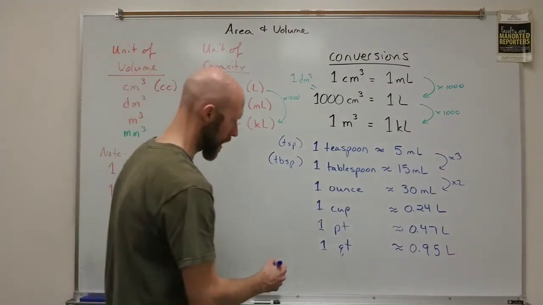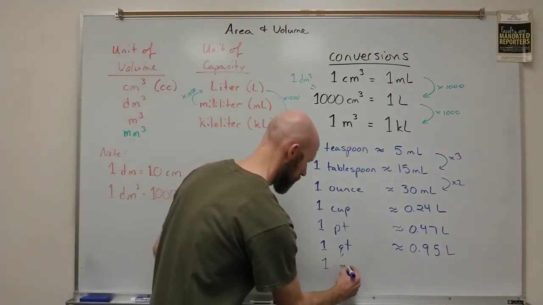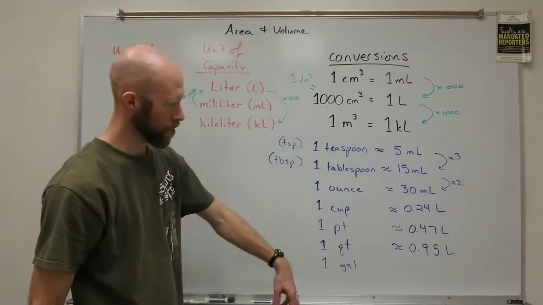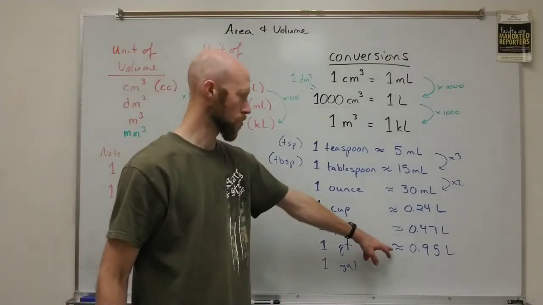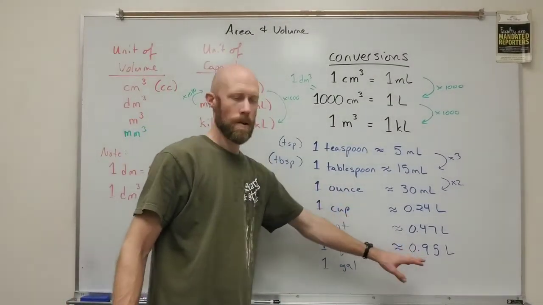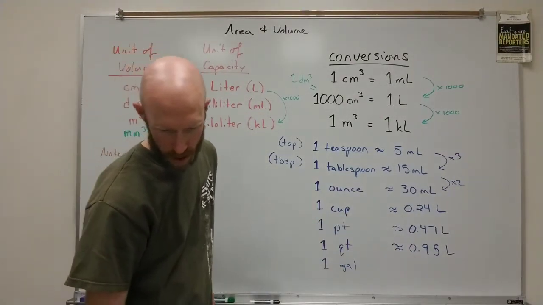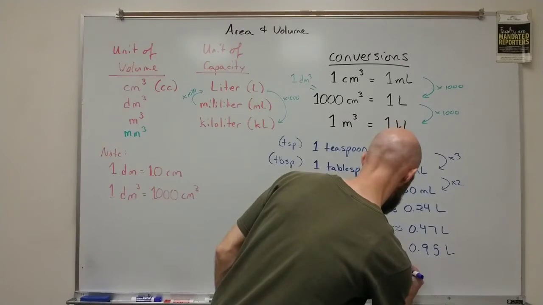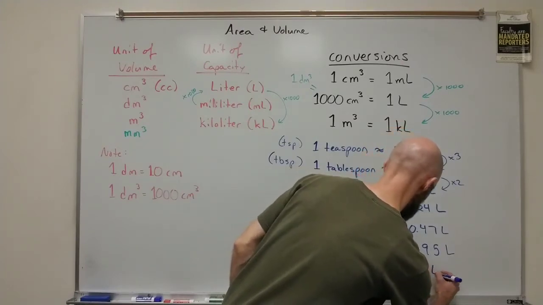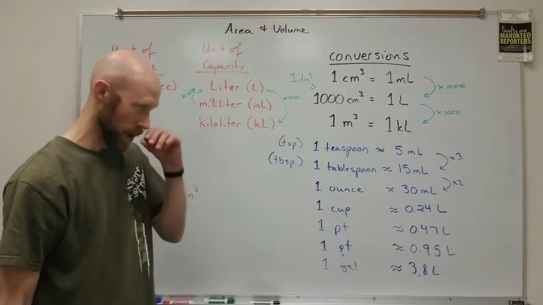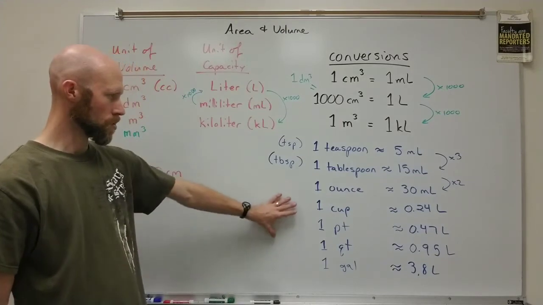And then, of course, 1 gallon is for the quarts. So it's going to be almost 4 liters, right? This is almost 1 liter. A gallon is going to be almost 4 liters. It's actually 3.8. So approximately 3.8 liters. Okay. So anyway, those are some nice conversions.